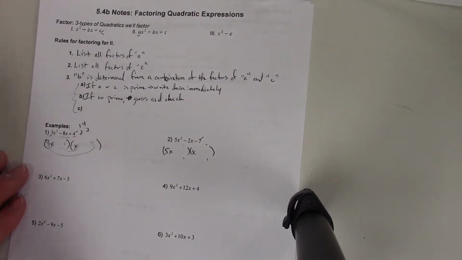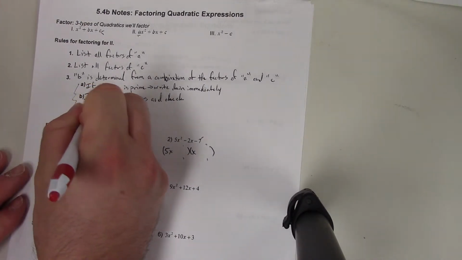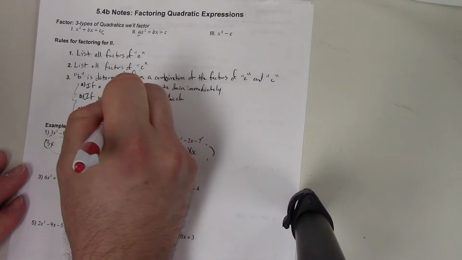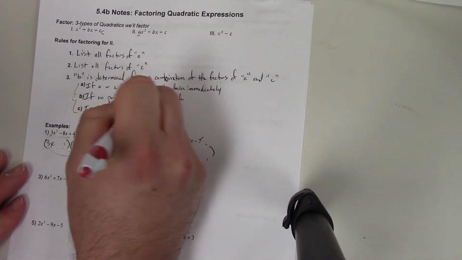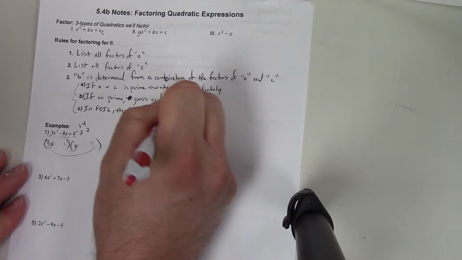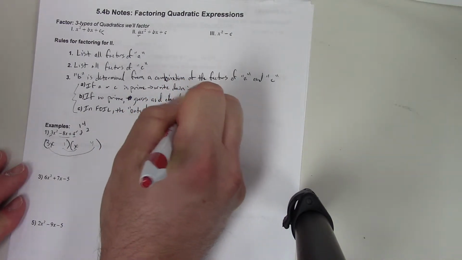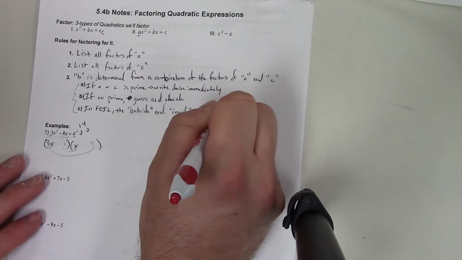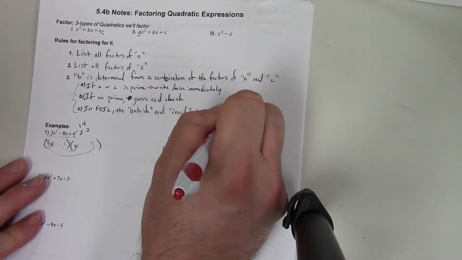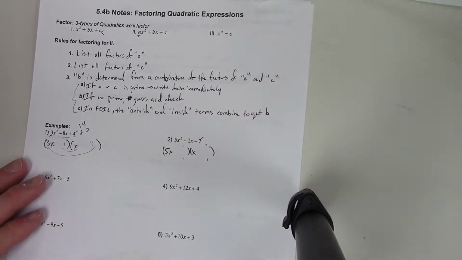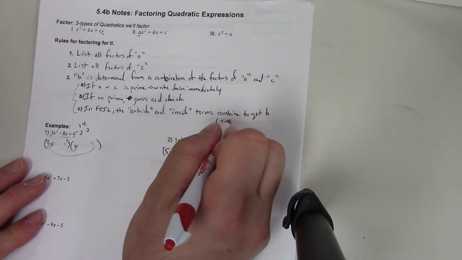Okay? In other words, let's write part C. In FOIL, so when you have to FOIL things out, the outside and inside terms combine to get B. And that's either by adding or subtracting.